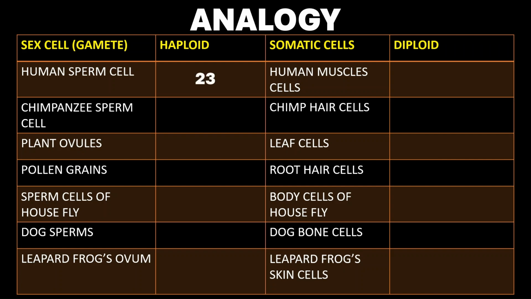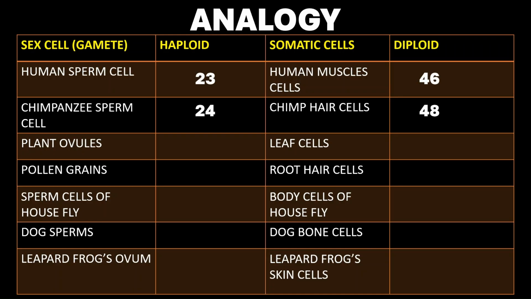So let's start by looking at this. Let's say in the human sperm cell there are 23 chromosomes, and that is actually the case. How many chromosomes will be there in the human muscle cells? In the diploid state, there will be 46. So give it a try here. In chimpanzee hair cells there are 48 chromosomes, making it diploid. How many chromosomes will you find in the nucleus of a chimpanzee sperm cell? It's going to be half of it, because haploid sounds like the word half. So half of 48 will be 24.